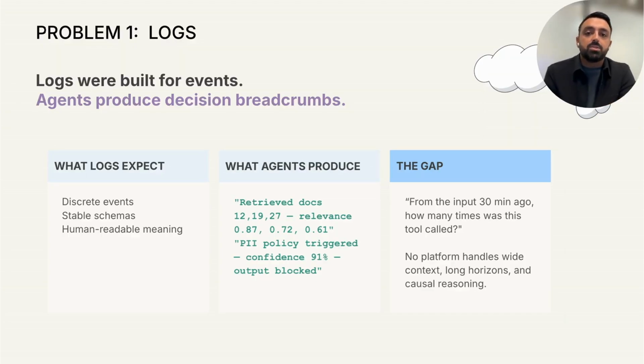Now the question isn't just what happened. The question becomes, why did the agent make this decision? Why did it choose these documents? Why did it block this output? Why did it retry this tool 5 times? The reasoning happens across long time horizons and wide context windows. And honestly, no observability platform today was really designed for this.